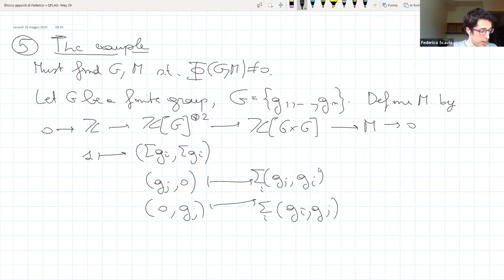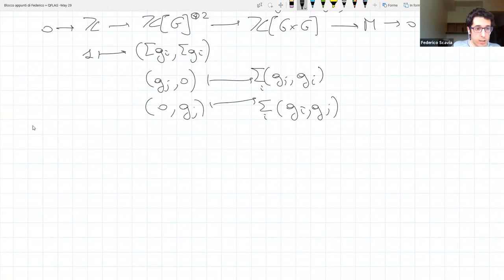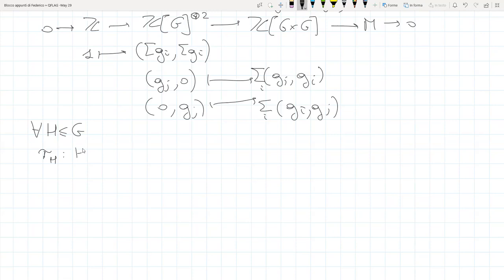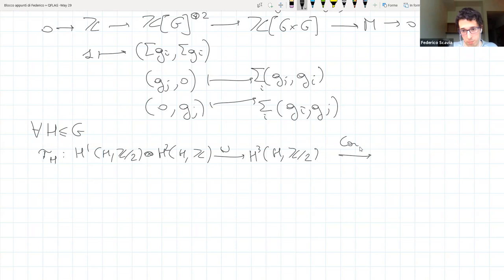So that's M. Then I want to find some condition on G that would imply that phi of G, M is non-zero, and this is the condition. For any subgroup H of G, there is a map tau_H, a group homomorphism, which is defined as follows: H^1(H, Z/2) tensor H^2(H, Z/2), cup product, maps to H^3(H, Z/2). Then I can do a corestriction from H to G and go to H^3(G, Z/2).